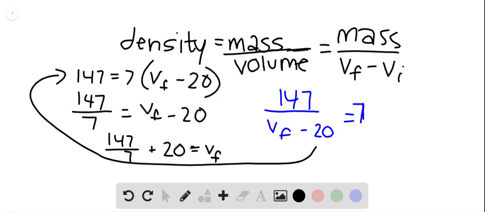Now let me solve that. So your final answer is 41 milliliters.